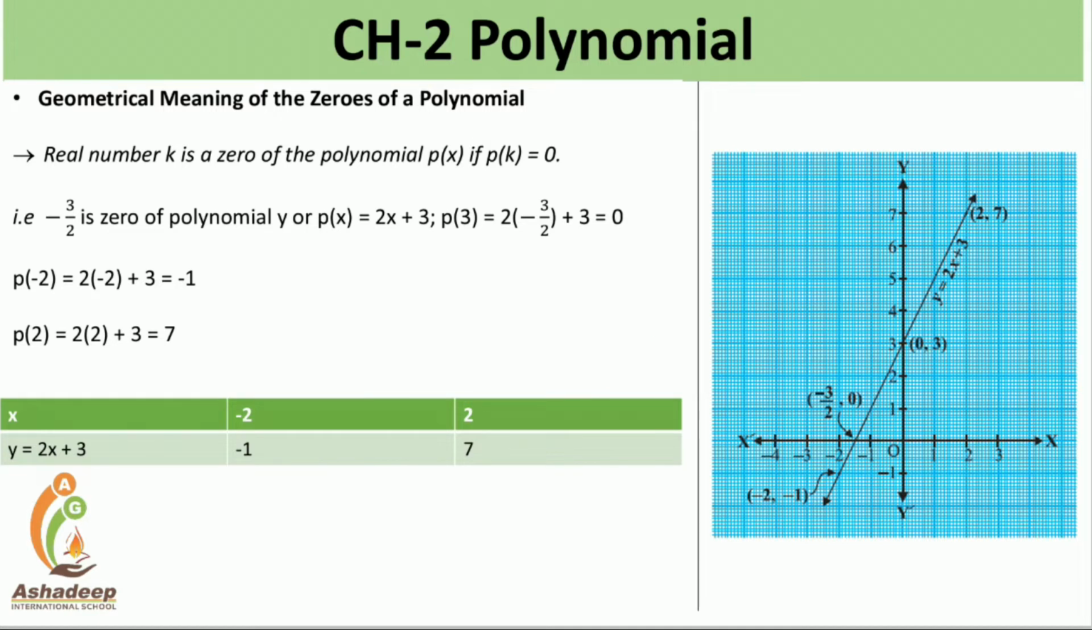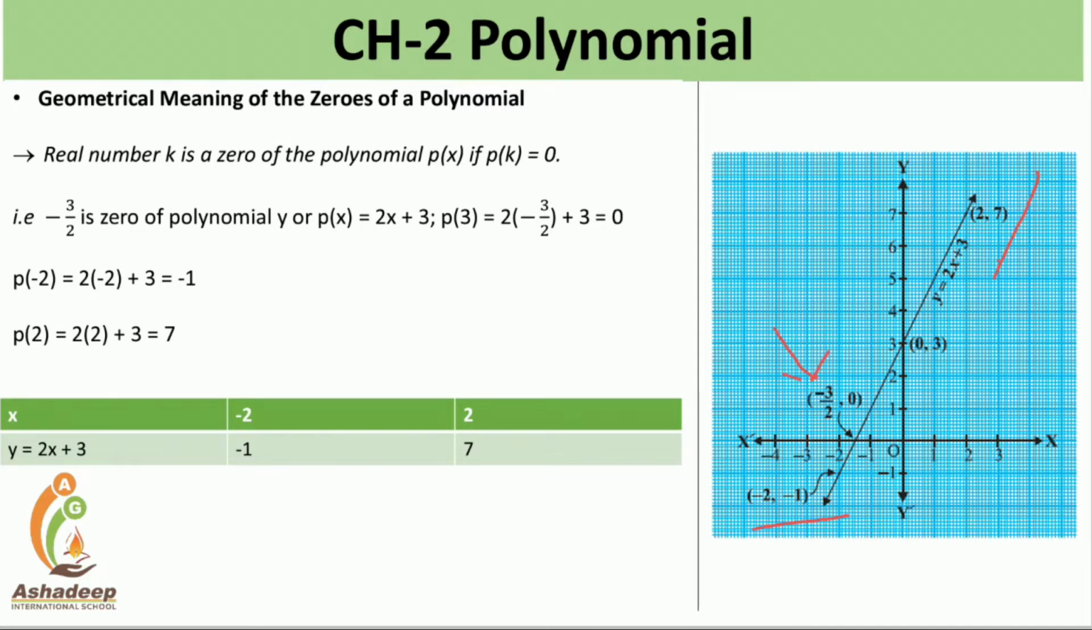In the same manner, we now put x equals 2. So 2 times 2 is 4, and 4 plus 3 is 7. So we get 2 points, and I have to put these 2 points on the graph. The first point is minus 2, minus 1, and another point is 2, 7. Now I simply join these 2 points, and it is clearly seen that this line intersects the x-axis at only one point.